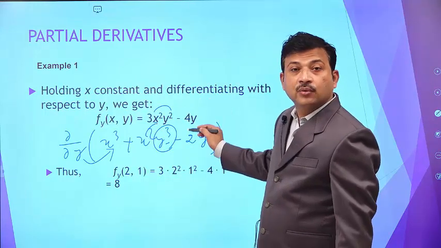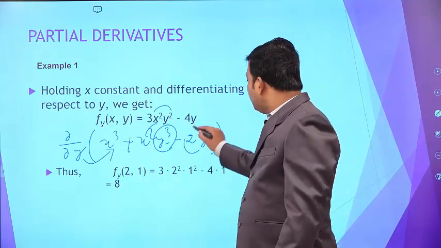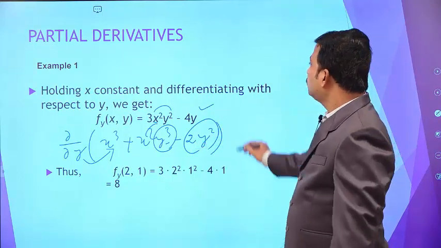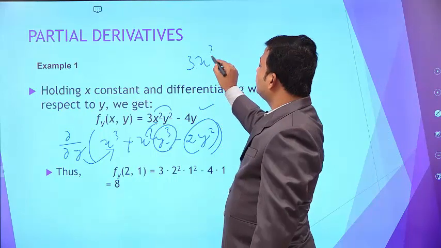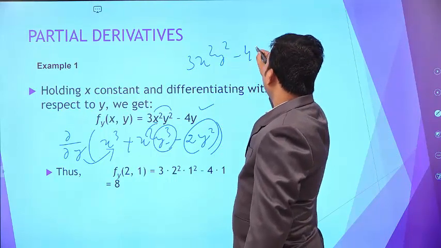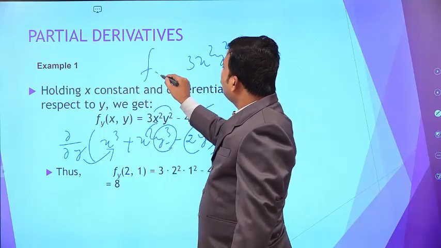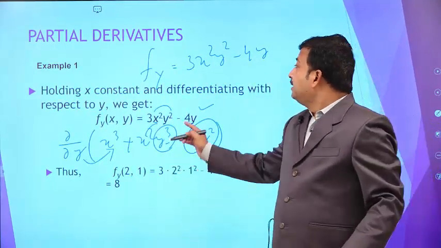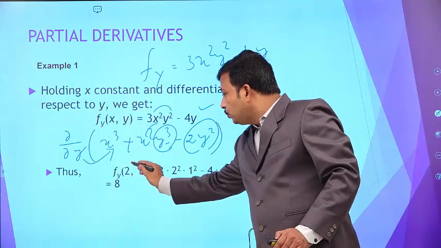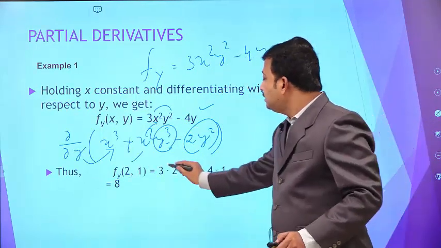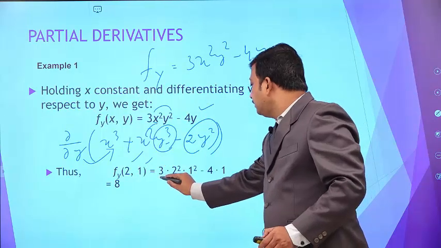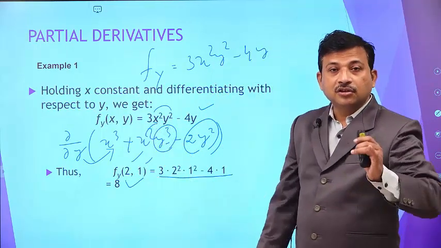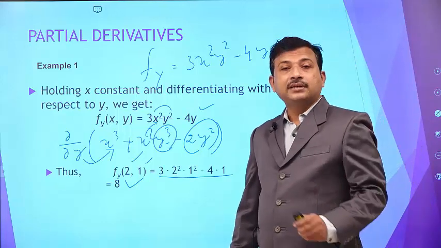So 3x²y² minus the derivative of 2y², which is how much? 2 into 2, 4y. Is it clear? So what you got is 3x²y² − 4y, and this is your fy. Now you put the value of x as 2 and the value of y as 1. So we will get this, that is nothing but your 8. Is it clear? This is the way we need to differentiate it.